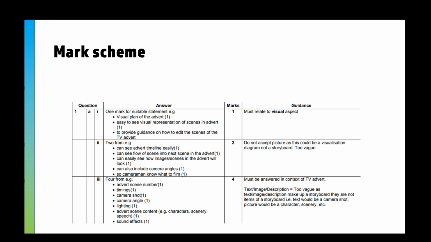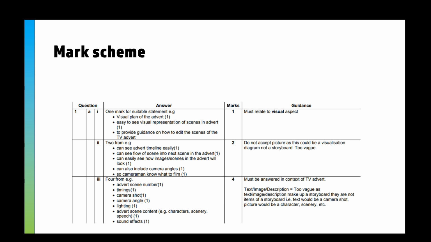it's TV. And then the last one, things to put on, so we've got scene number, timings, camera shot, camera angle, lighting, advert scene content such as characters, scenery or speech, and sound effects. So you can't just write text image description, because that's just a bit too vague.